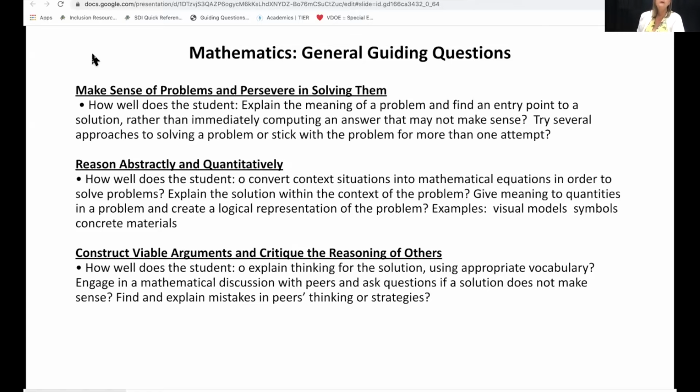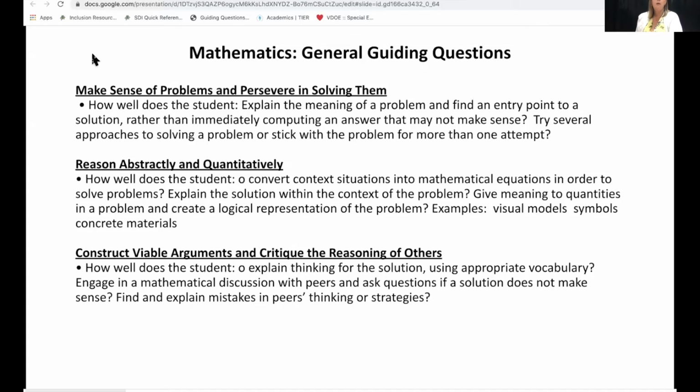And then, of course, construct a viable argument. I have some cue cards that I do that have these on the front and then the questions on the back. These are really important for our students. And if you want a copy of those, please feel free to email me because I will send them to you.